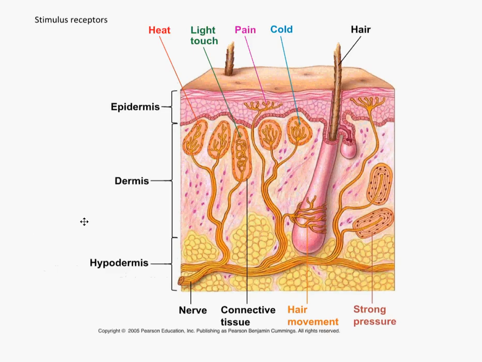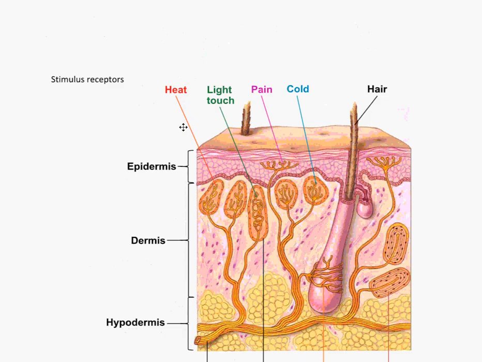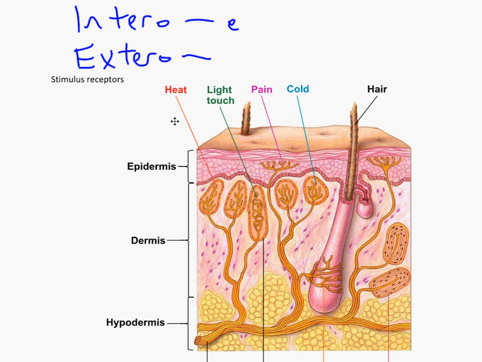So let's look at a couple of the types of receptors. There are interoreceptors and exteroreceptors. Pretty straightforward what they are. Interoreceptors are internal receptors. This is received by the brain and you never know that it's being received, like maybe your body temperature has gone up or you are hungry or some kind of receptor like that.